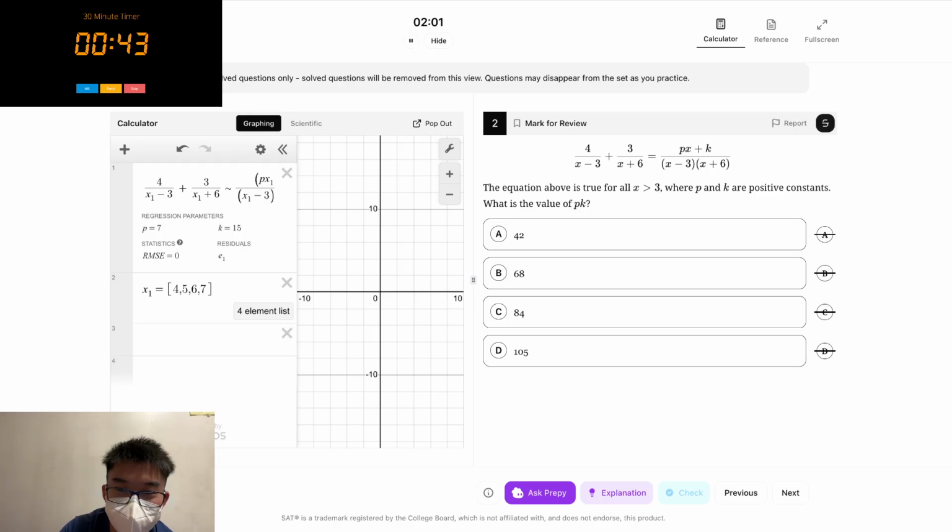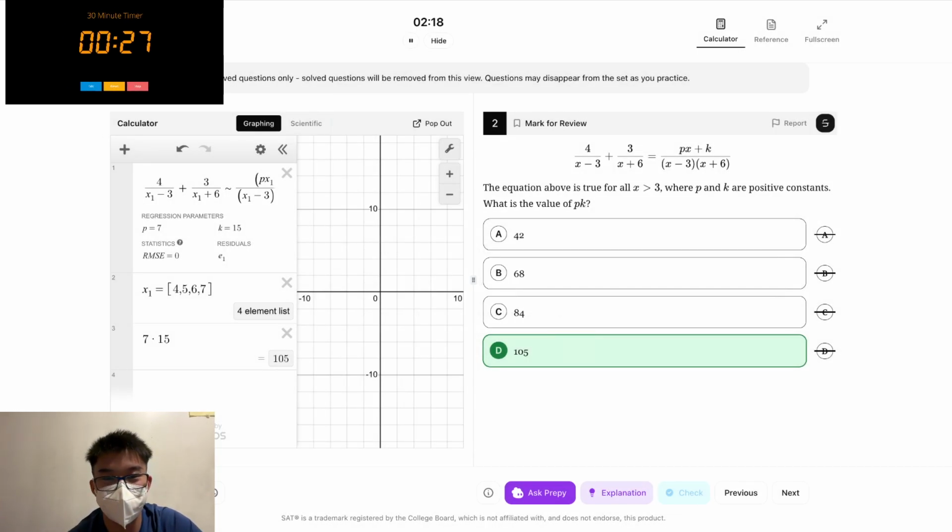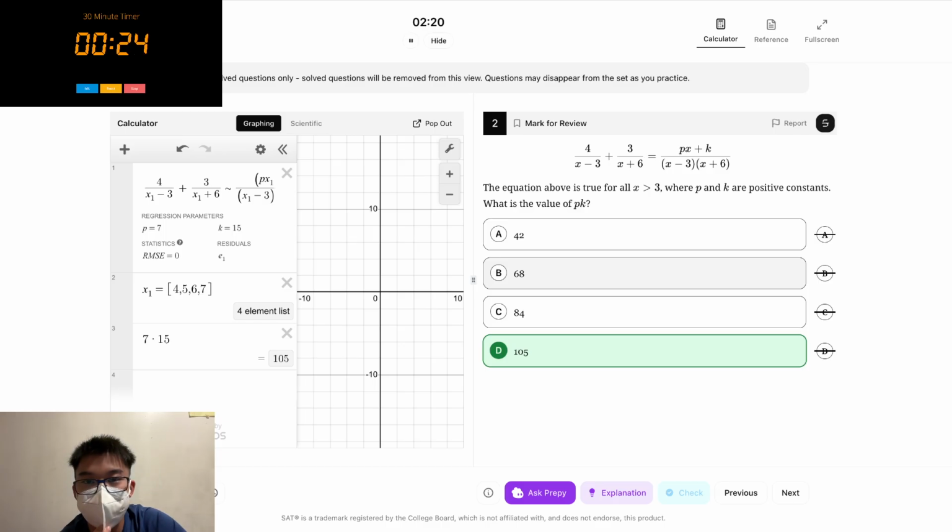Okay, so this is x equal to 3, so I plug in all the values for x equal to 3. And what's the value of p and k? So we have p is 7, and then k is 15. 7 times 15 will give me 105. And this is a level 6. I should have been way faster than this, but yeah. Okay, just my luck is very interesting.